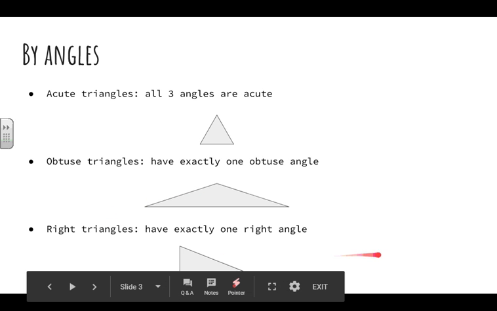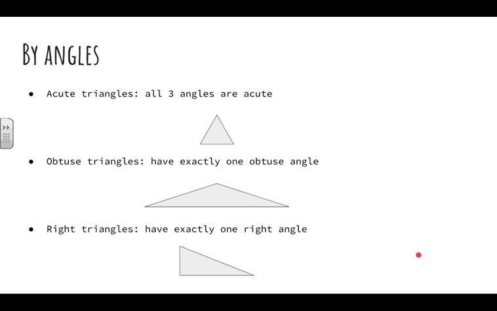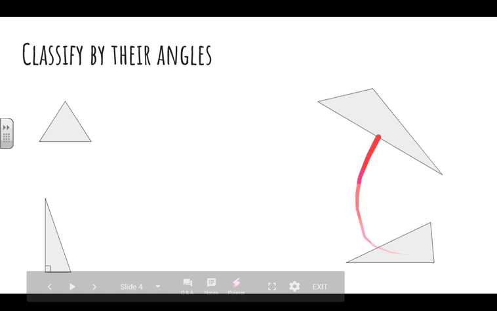And finally, there's the right triangle. That's one that has exactly one right angle. So you can see in the triangle here at the bottom left corner is a right angle. It's a perfect corner. And once again, it's impossible for a triangle to have more than one right angle. All right, so those are the three classifications by angle. So we're going to practice.